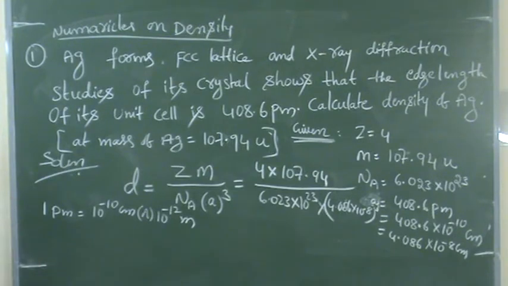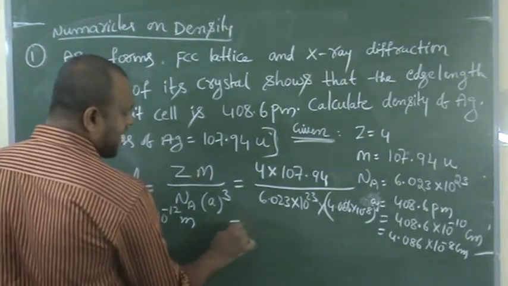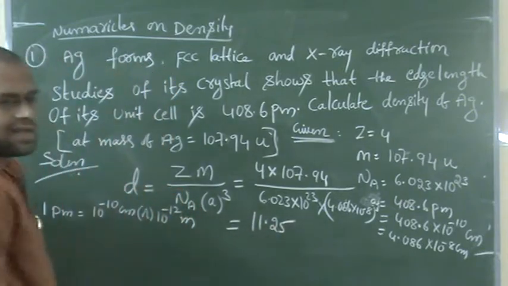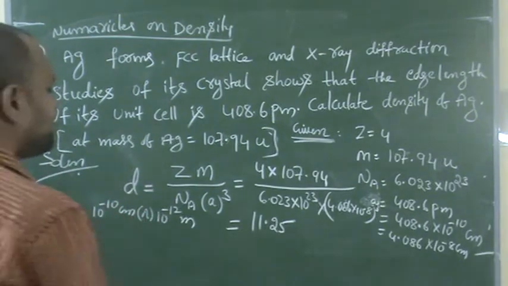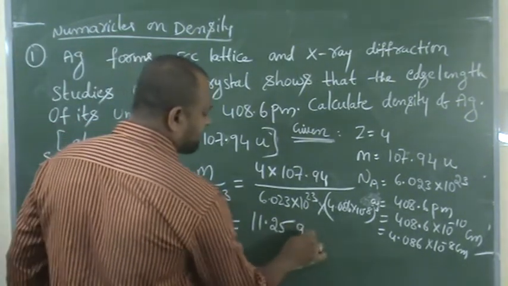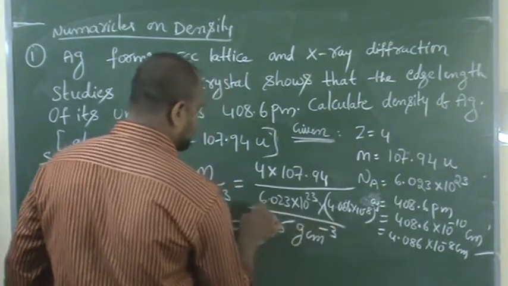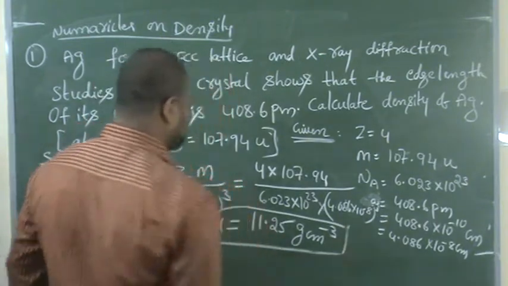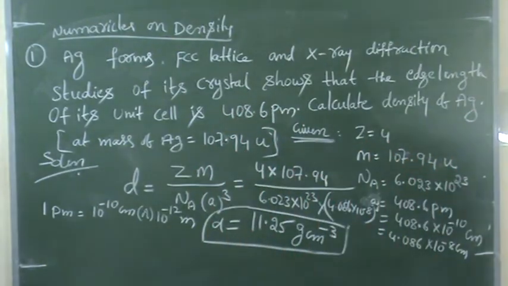Yes, I think you can calculate it slowly later. I think it's 11.25. How much will you get? 11.25 gram per centimeter cube. Density of unit cell, D, is equal to 11.25 gram per centimeter cube.